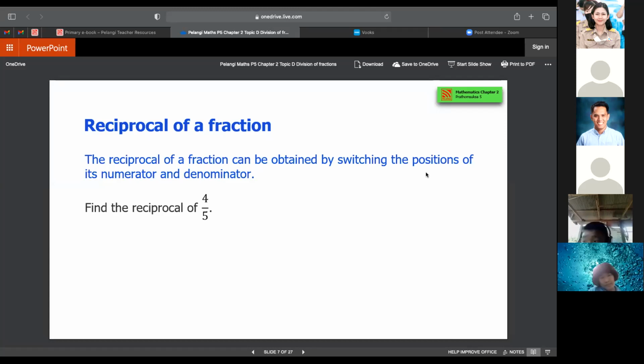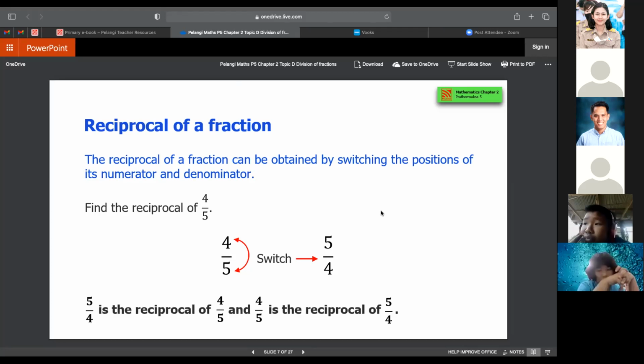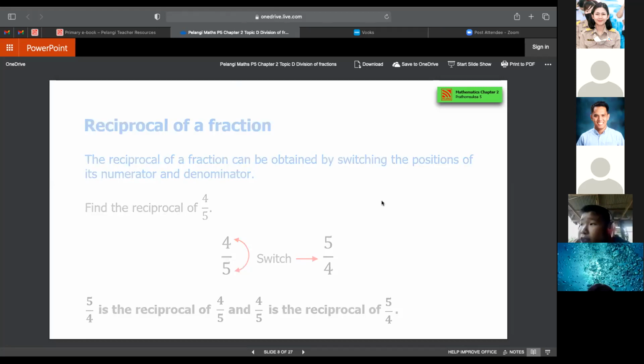For example, find the reciprocal of 4/5. Numerator is 4, denominator is 5. If you will get the reciprocal, you will interchange. So switch, it becomes 5/4. That is called reciprocal. Again, this is called reciprocal. 5/4 is the reciprocal of 4/5, and 4/5 is the reciprocal of 5/4.